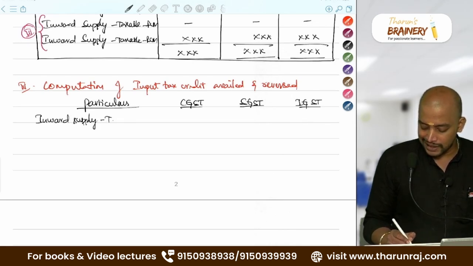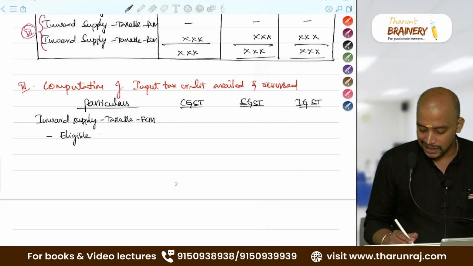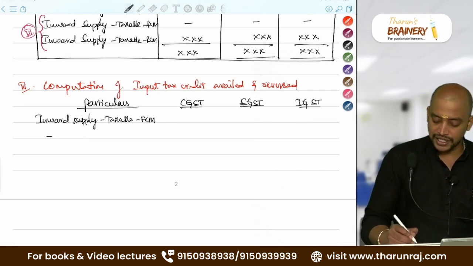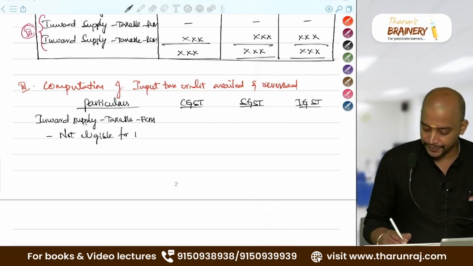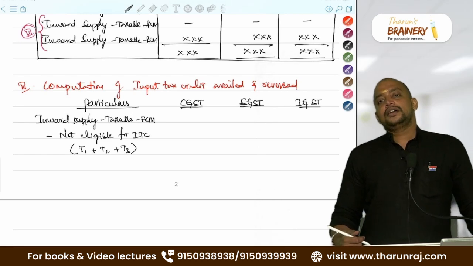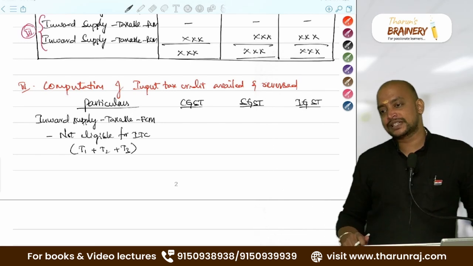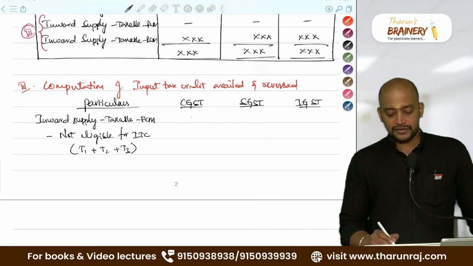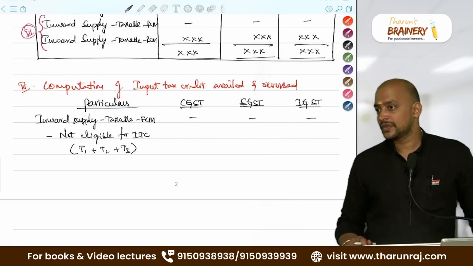inward supply taxable under FCM, again check eligible for ITC. So if it is not eligible for ITC, say not eligible for ITC. Why is it not eligible for ITC? T1, T2, T3, what is that? Non-business purpose, exempted, that is inward supply purely for exempted, or block credit. First of all, you should write the note and don't take, don't avail it, okay.